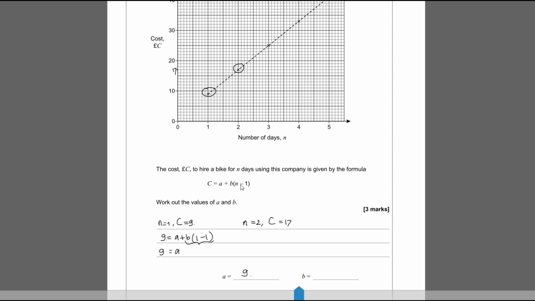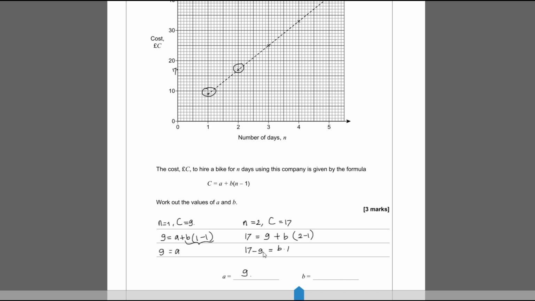Let's take the formula again. C is 17, equal to a, and we have a is 9, and then add b times n minus 1. N is 2, and then minus 1 here. So we have 17, and then 9 here. I want to move it to the left, so it's minus 9, and then the equal sign. So b is still here, and then 2 minus 1 is 1, so it's b times 1.